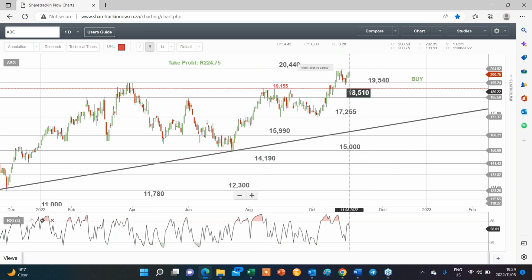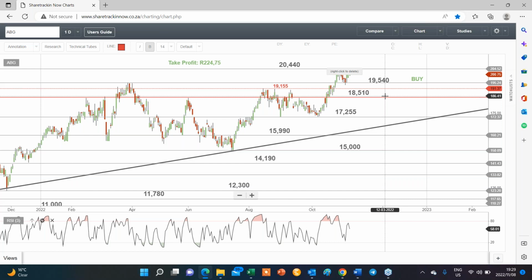If it does breach that level and you're in the share, I would suggest you close the position. But if it bounces on that level, then stay in. Okay, ShopRite.